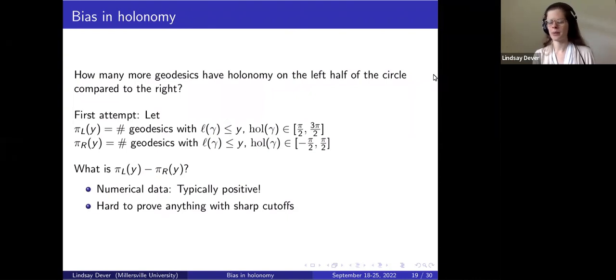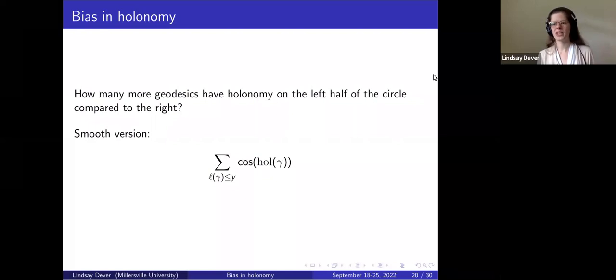And so we know from equidistribution that these should be roughly the same, 50% on each side. However, we can still subtract them and then see which side is winning. When I do this, my data was saying that this was almost always positive. So the left side was usually winning. However, it was really hard to prove anything in this setting with sharp cutoffs. Analytically, it's much easier to work with smooth cutoffs. And you'll see why in my next talk.